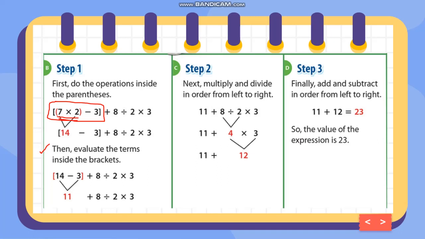And what is the next step? You have addition, division, and multiplication. Based on the PEMDAS rule, for multiplication and division, if the division comes first before the multiplication, we need to divide first. So 8 divided by 2 is 4. So 11 plus 4 multiplied by 3 is remaining. Since we have addition and multiplication, we need to multiply first. 4 multiplied by 3 is 12. So 11 plus 12, that's why the final answer is equivalent to 23. So the value of the expression is 23.